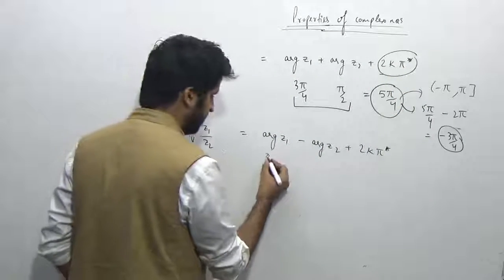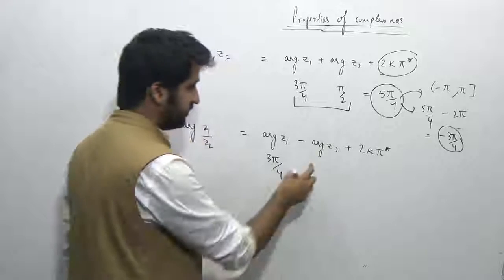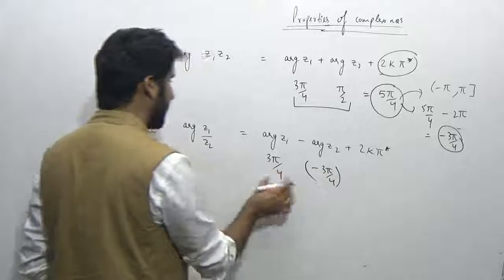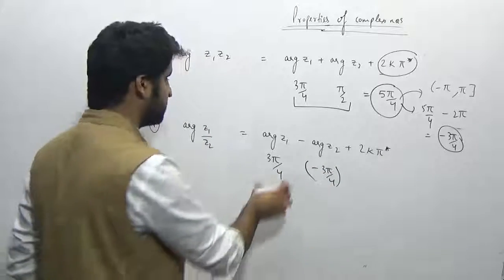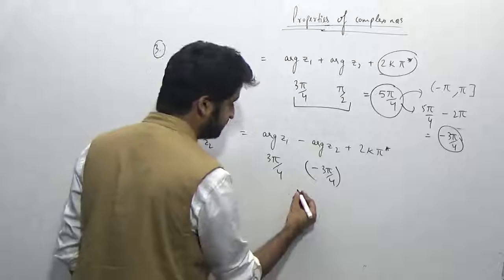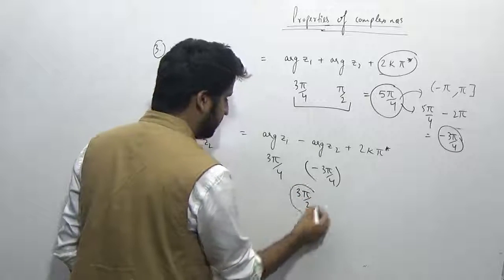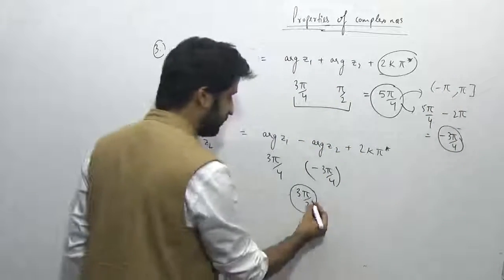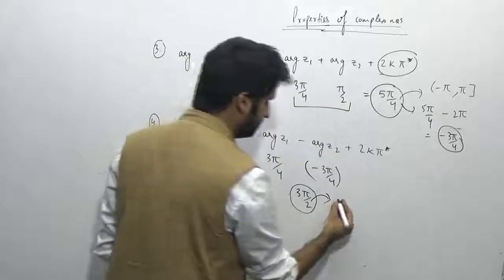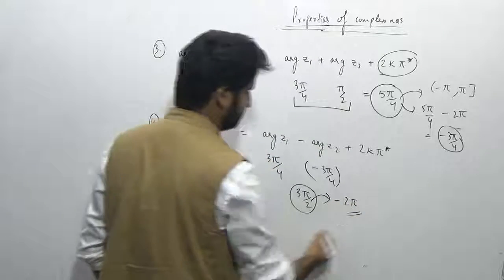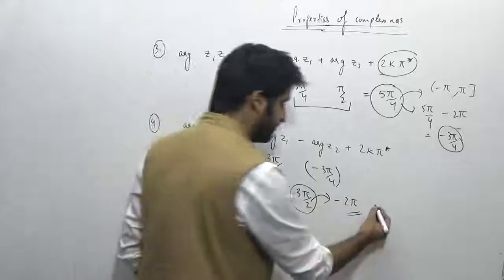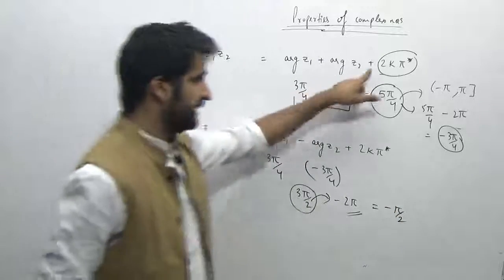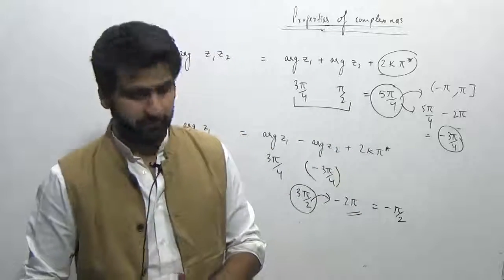Similarly, if we have the argument of the first complex number as 3 pi by 4 and the argument of the second complex number as minus 3 pi by 4, what will happen if we divide these two complex numbers? The net argument is coming out to be 3 pi by 2. But the argument of a complex number can never lie out of this interval. Therefore, to convert it into this interval, I will add minus 2 pi, so that this will become minus pi by 2. So this is the application of adding this 2k pi over here.